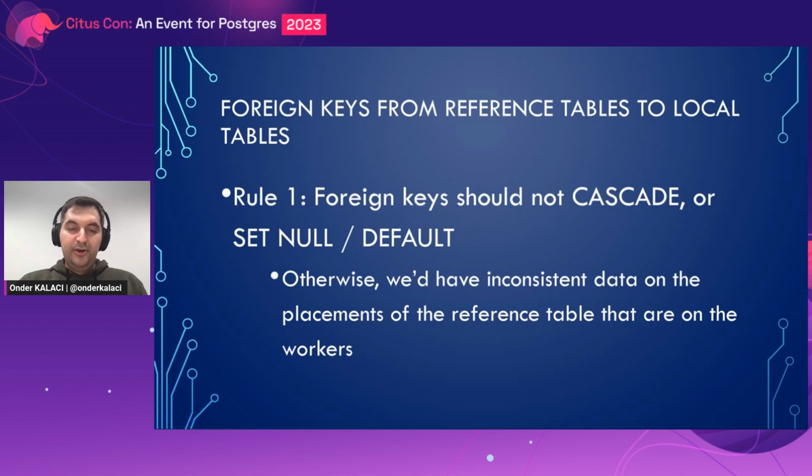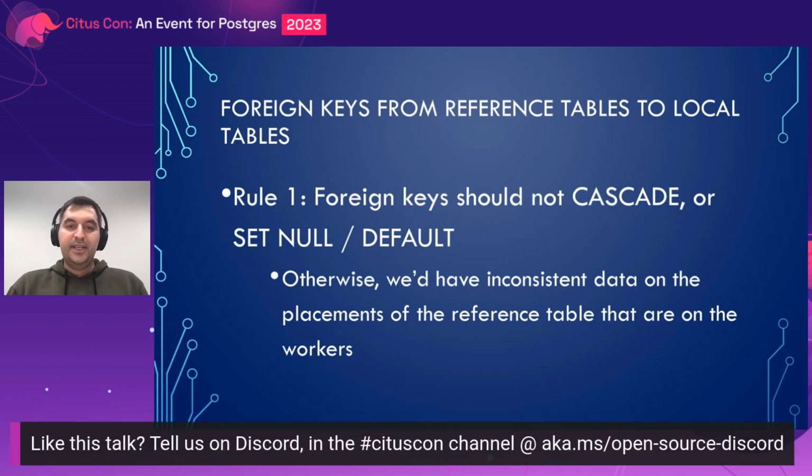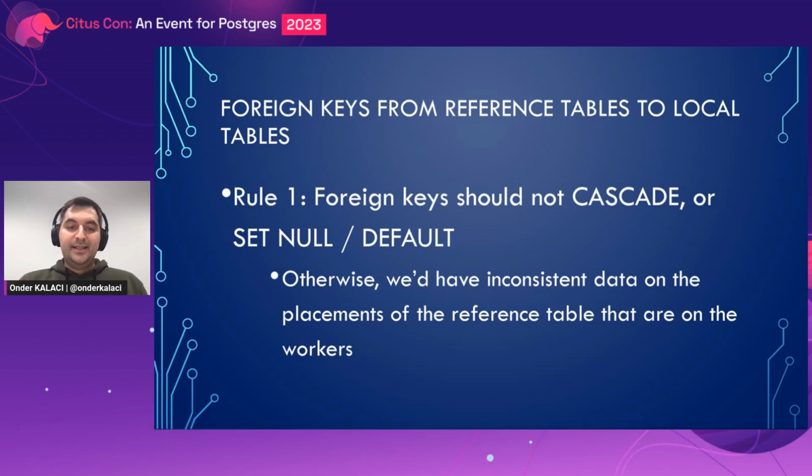Now let's get into a little bit more tricky parts of foreign key support in Citus. So when you have foreign keys from a reference table to a local table, then there are some rules that we need to consider. Foreign keys should not cascade or set null or default, because now on the coordinator, the local table could cascade to the placement of a reference table. But because the reference table also has placements on the worker nodes, those cannot cascade. So that's why we cannot support cascade operations in this type of relationship.